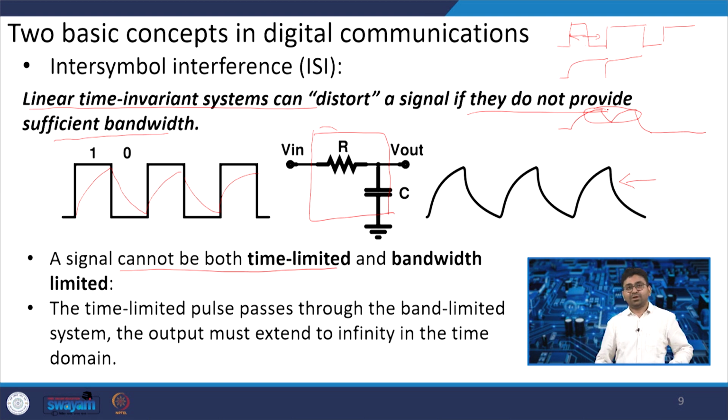This phenomenon is called inter-symbol interference, and this is happening because the signal cannot be both time limited and bandwidth limited. So, we need to overcome the problem of inter-symbol interference. How can we reduce the inter-symbol interference in our system?